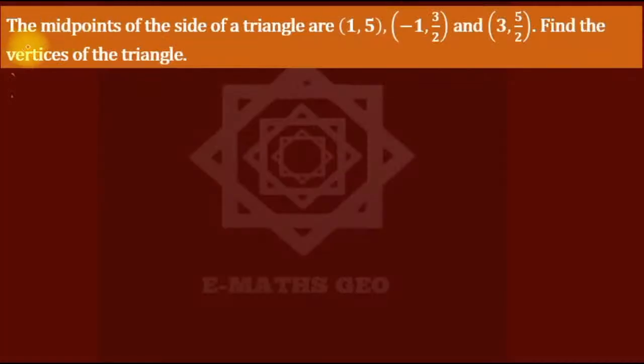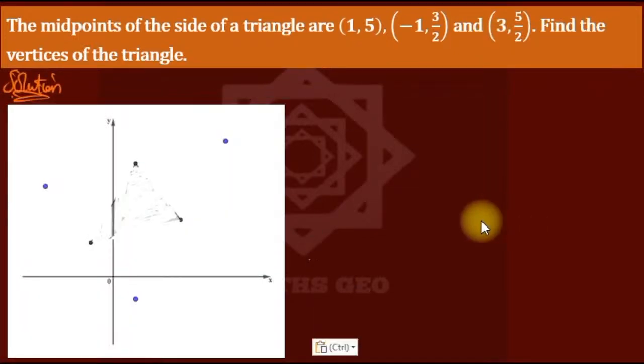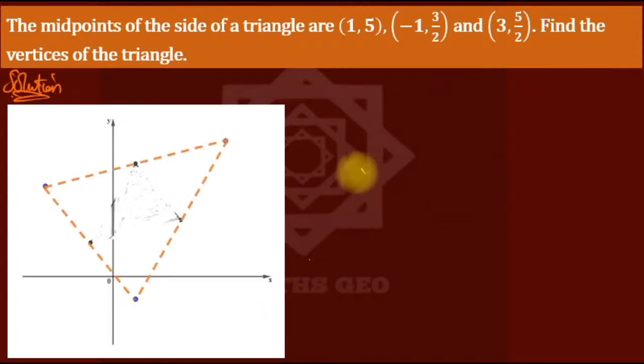Thank you. 3.1. Okay, we have the midpoints of the sides of a triangle: (1, 5), (-1, 3/2) and (3, 5/2). Those are the coordinates. Find the vertices of the triangle. So the first thing I have to do, let me sketch it. That's the diagram, so you can see. So let's complete the triangle. We'll locate the midpoints.